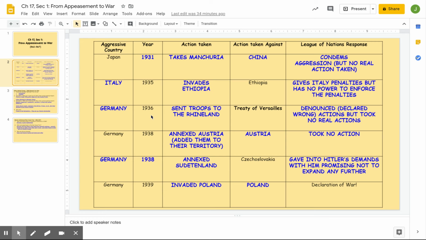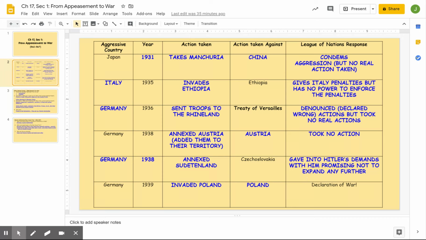and Hitler. And then in 1938, we see Germany taking over Austria, annexing them, adding them to their territory. And the League of Nations, again, takes no action. In 1938, we see Germany taking the Sudetenland. And we see the League of Nations giving in to Hitler's demand, right? They let him take the Sudetenland if he promises not to expand any further. But we know that's not the case. Hitler wants to keep taking more territories, and the League of Nations seems to be doing nothing about it.